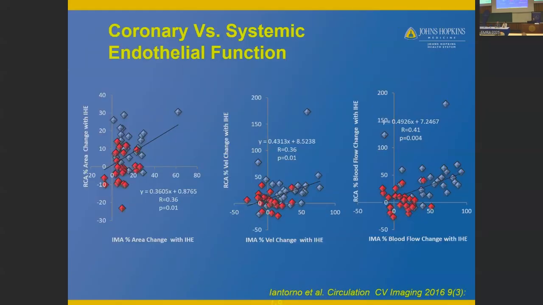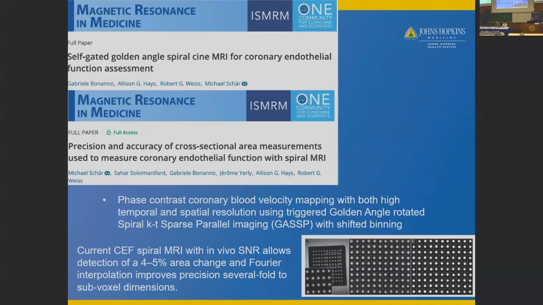Looking at coronary versus systemic endothelial function, there was a relationship between the two, but it was very modest. So you can have abnormal coronary function but very normal systemic function. It shows that they're basically complementary to one another and not the same, which is what we expected.